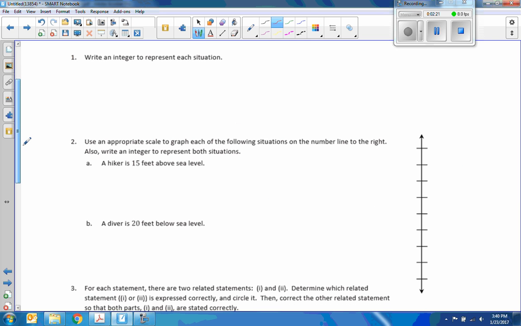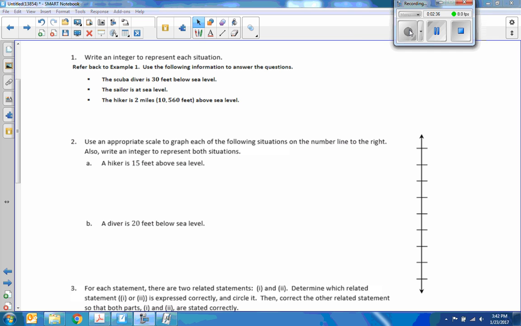All right. Number one, write an integer to represent each situation. So I'm going to give you these examples. Give me a moment, I'll bring them. Okay, so here's three scenarios. Let's answer these questions to represent each situation. All right, so the scuba diver is 30 feet below sea level. So the scuba diver, I would say, is negative 30 feet. A sailor is at sea level, 0.